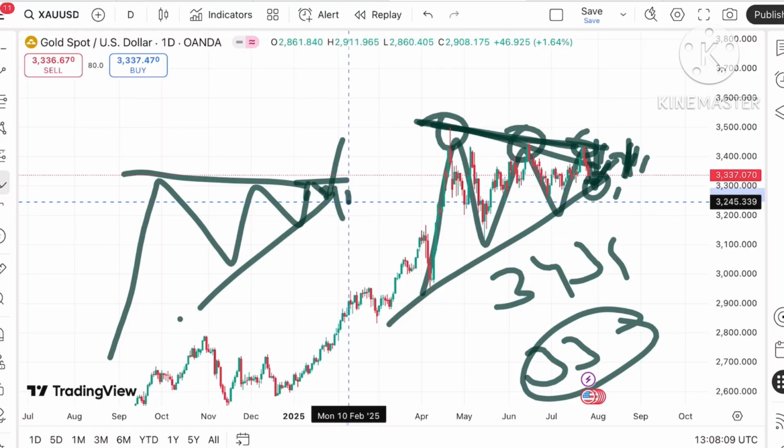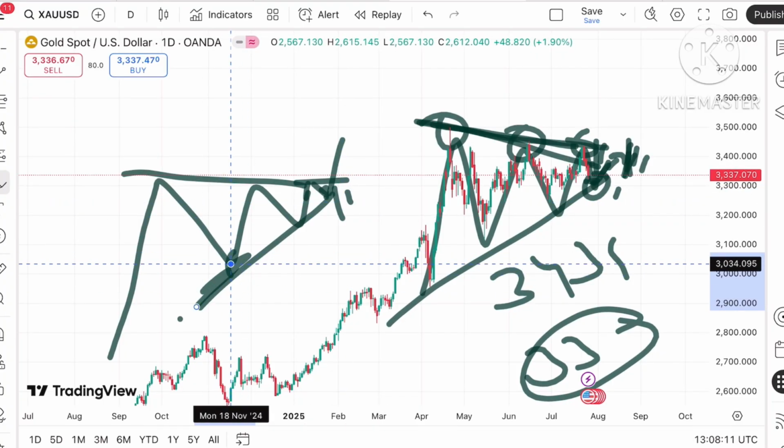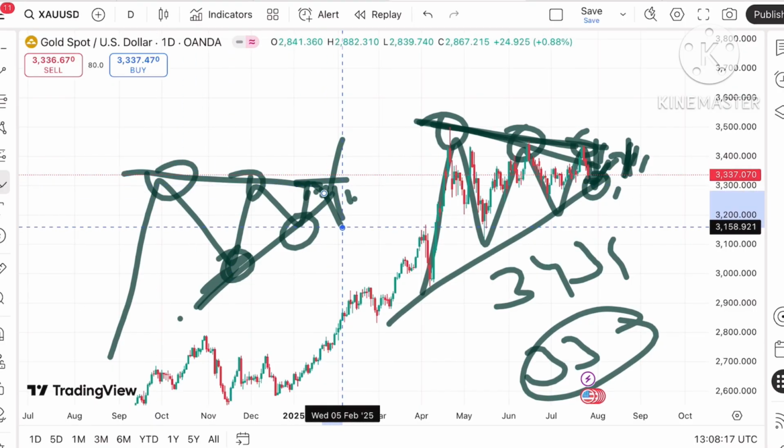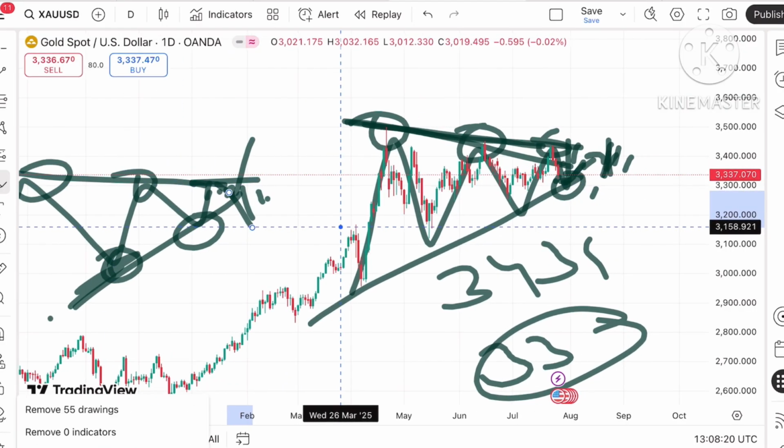So if it bounces back from this level, we can see it can break this particular trend. But if it starts falling below this level, it can move further down, because this is the level being tested here also and here also. So we can see there can be a further fall. This is a crucial point, so you can say.